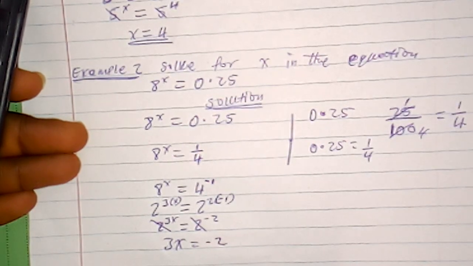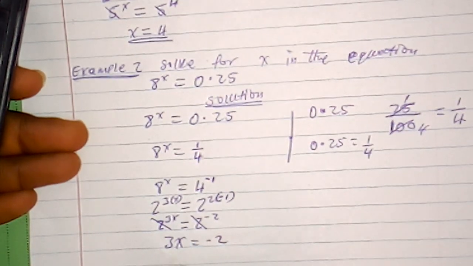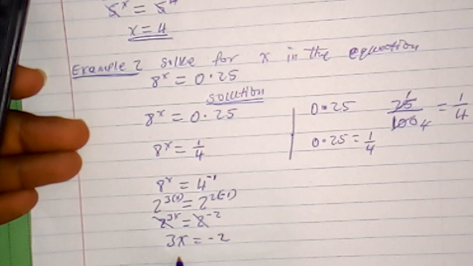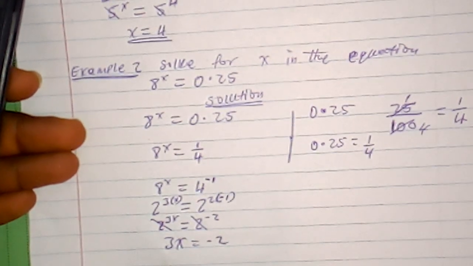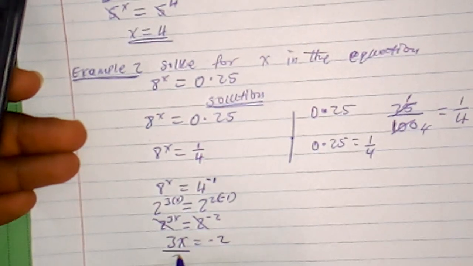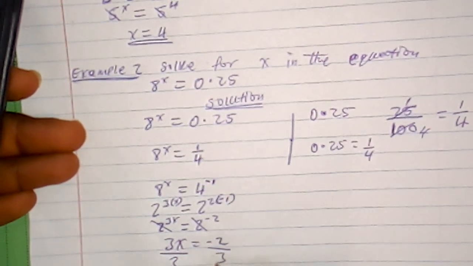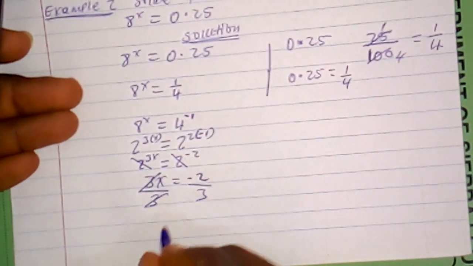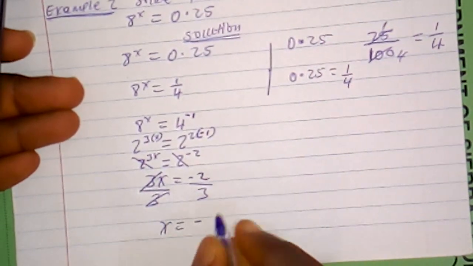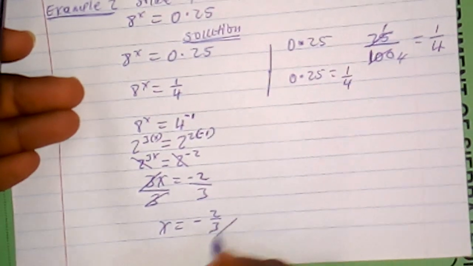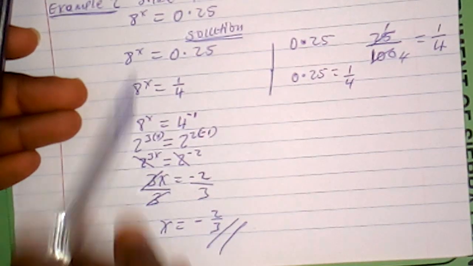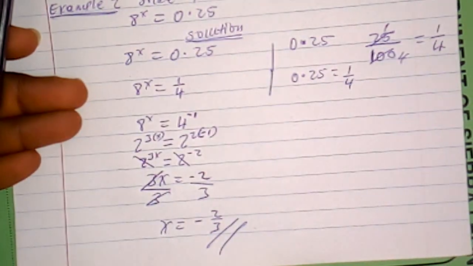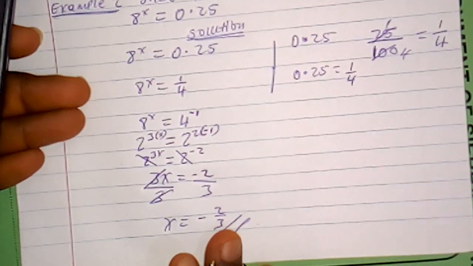Is it understandable? Good. What are we going to do? We solve for x, the last step. How are we going to solve for x? By dividing both sides by 3. Divide here by 3, divide here by 3. 3 cancels 3. What is remaining? It's x. So x equals minus 2 upon 3. This is your answer. So the value of x is minus 2 upon 3. They say solve for x in the equation. This is your answer.